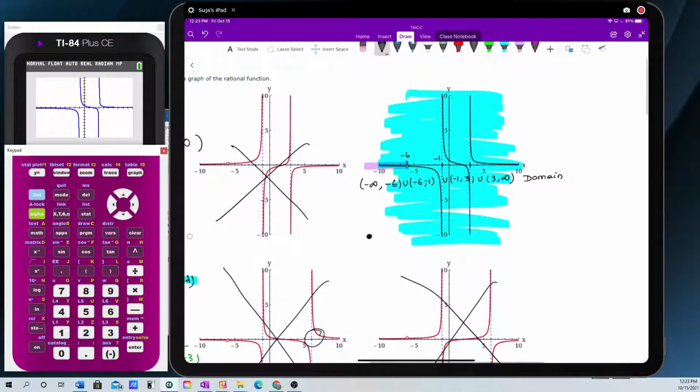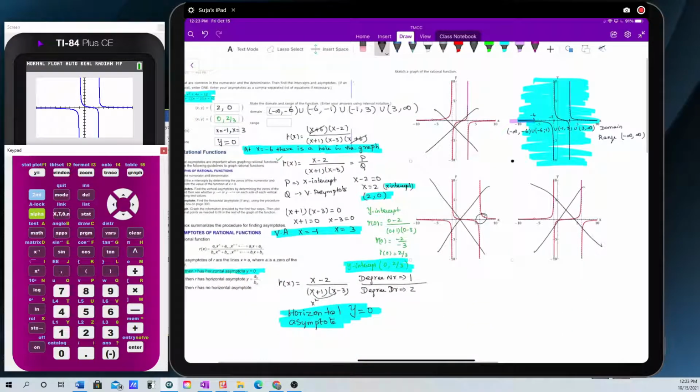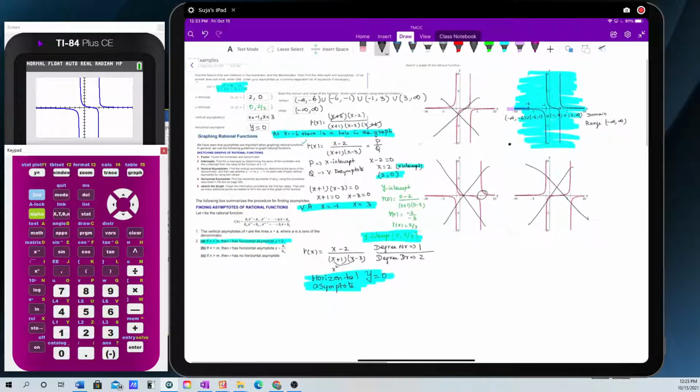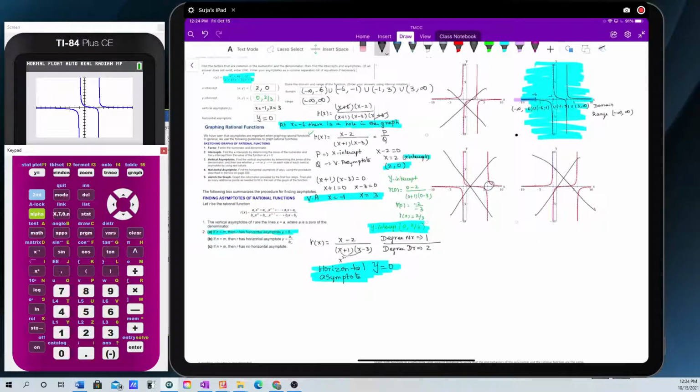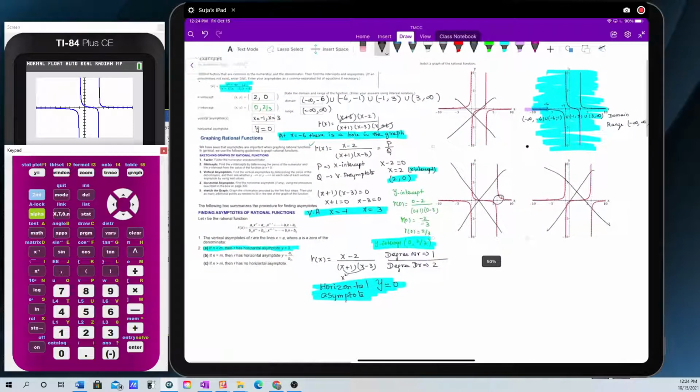And my range is, since the graph goes on top and bottom along the y-axis, the range is going to be from -infinity to infinity. Okay, I hope this is clear.